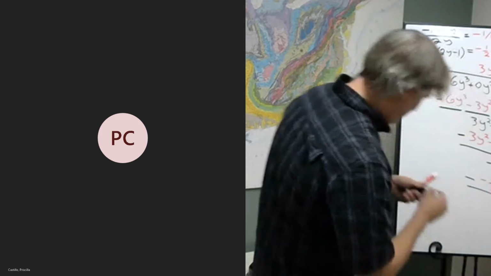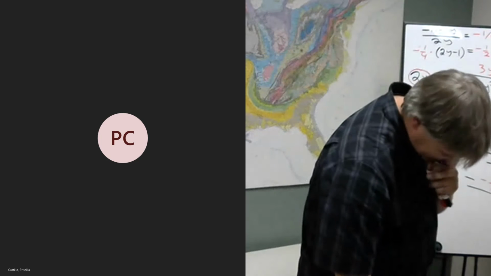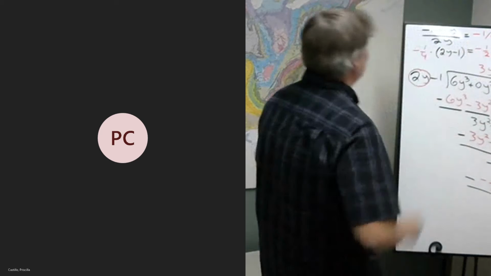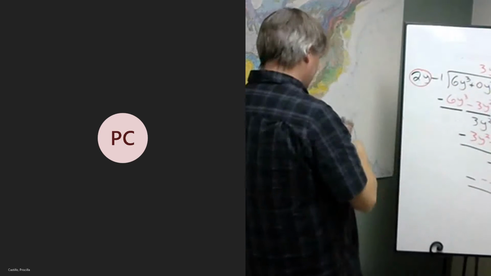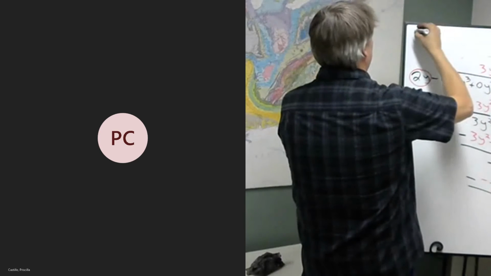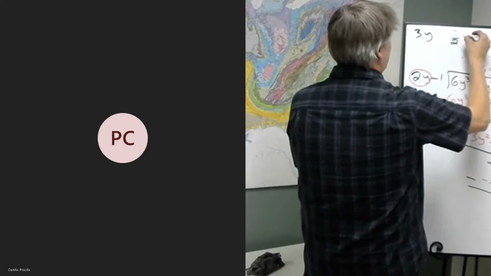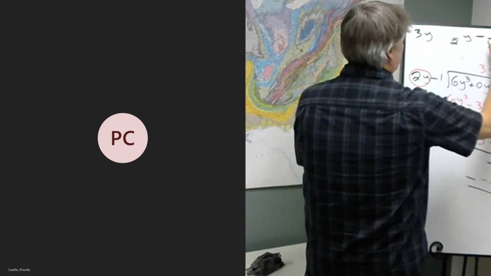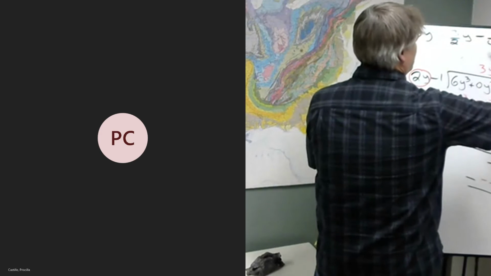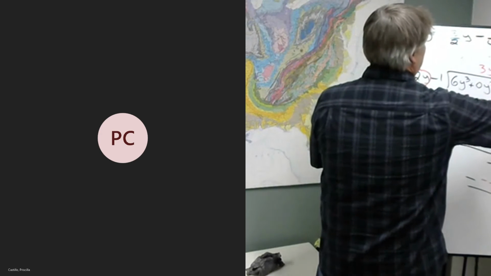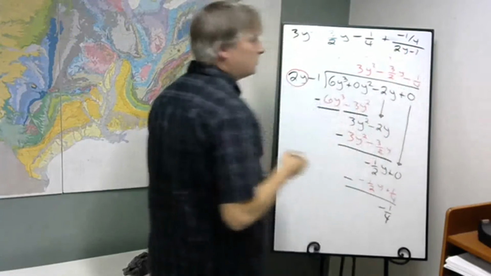Let me double check something. All right. Double check one more time. Okay. So that means our answer is 3y squared minus 3/2 y minus 1/4, or you can say it like this, you could say plus a -1/4 over the divisor 2y minus 1.